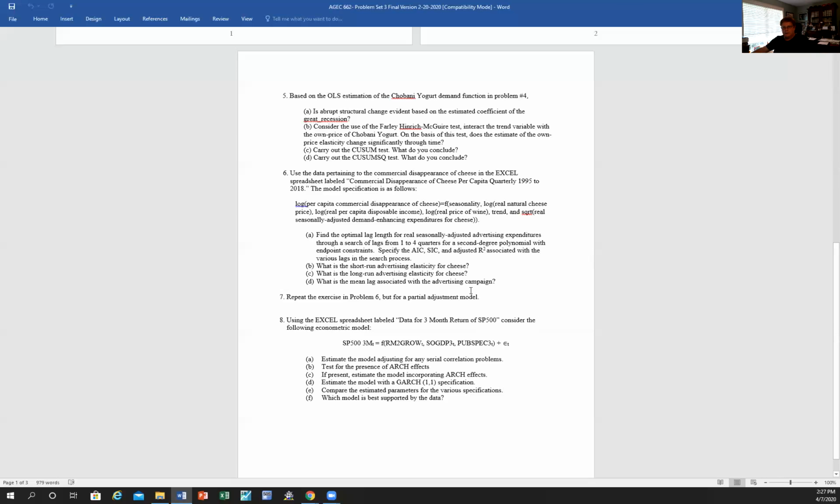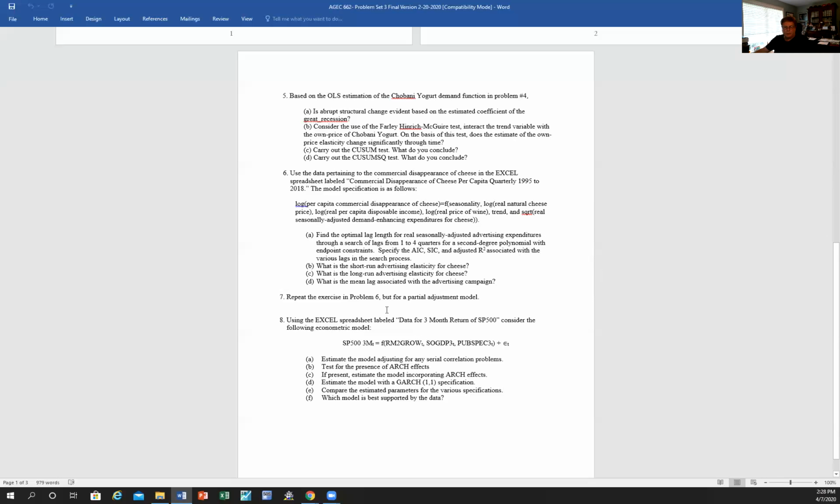Now, question 7 was a disappointment. Couldn't be more frank. A partial adjustment model essentially is the same specification that we have here, except we're not going to use logs. We're still going to use the square root of the real seasonally adjusted demand enhancing expenditures, but we're not going to deal with any logs. And all we need to do is to append one additional variable. What is that additional variable? That additional variable is the lag of the dependent variable, but only a 1-period lag.